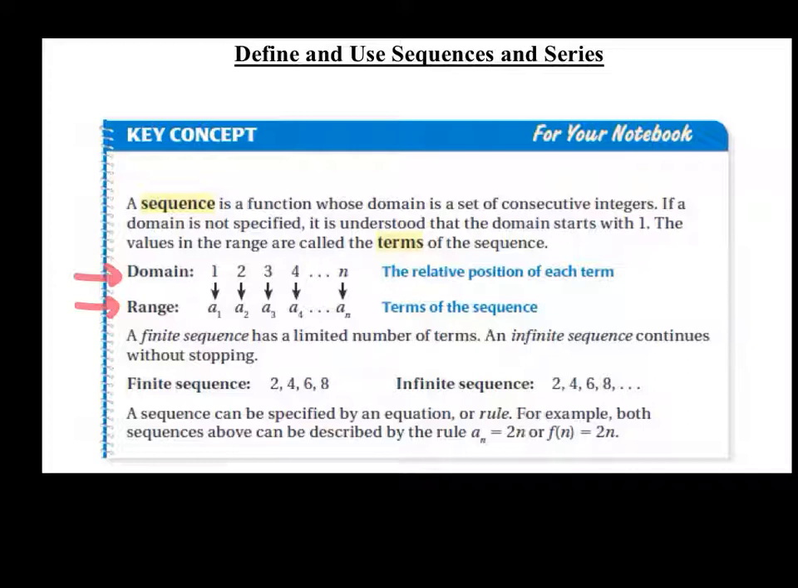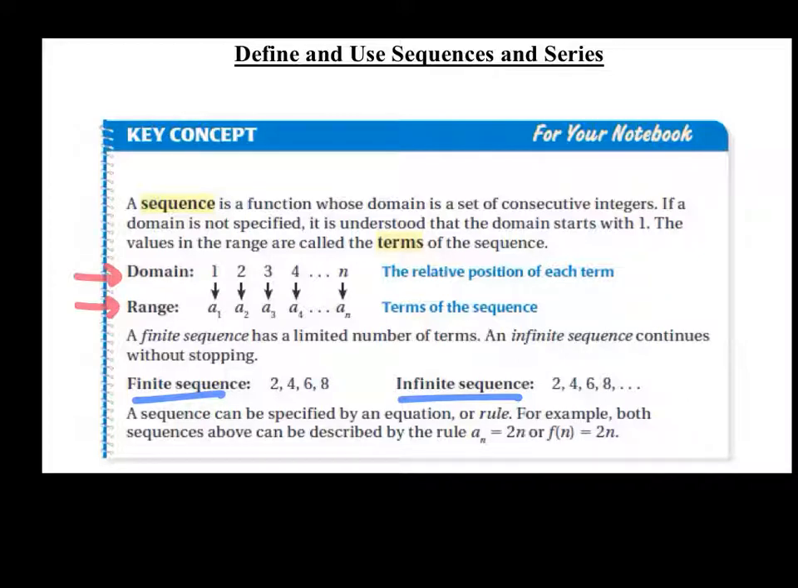So you have two types of sequences. You have finite sequence and infinite sequence. The only difference is a finite sequence is finite. It has a limited number of terms. An infinite sequence continues without stopping. And you can notice that by the ellipses in the infinite sequence there.